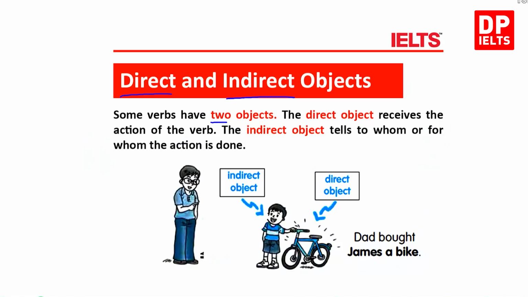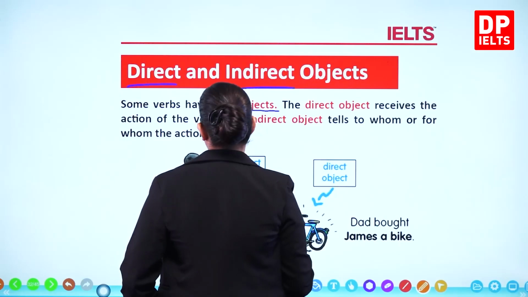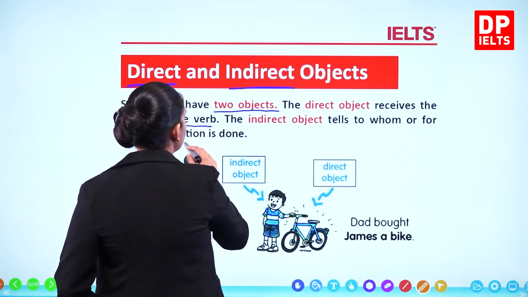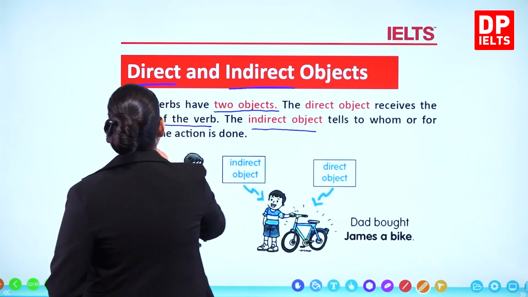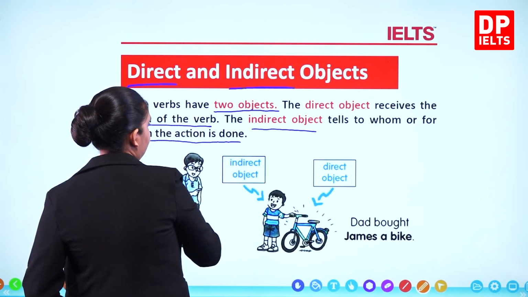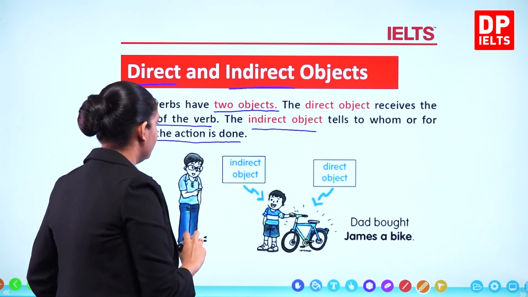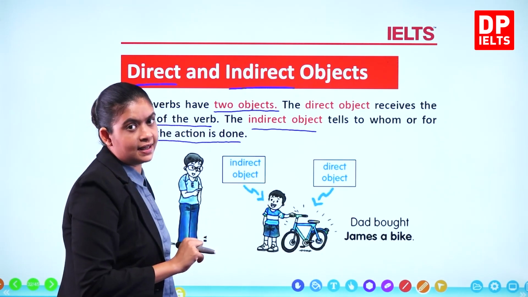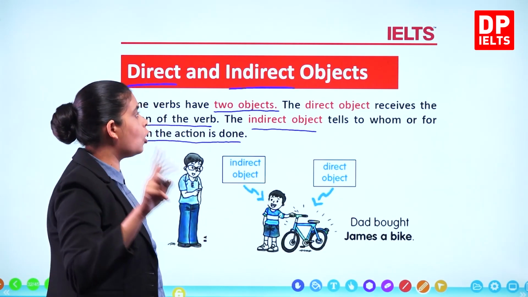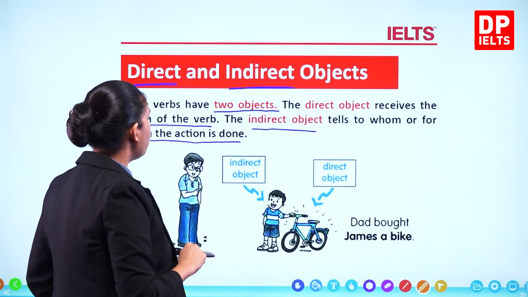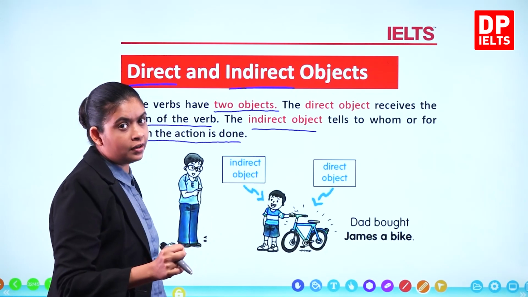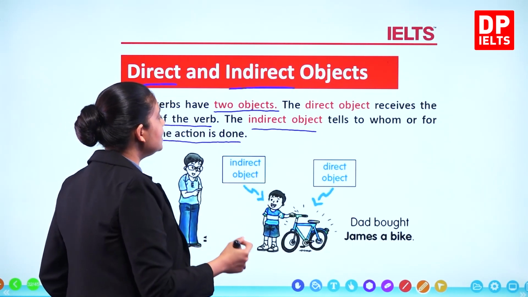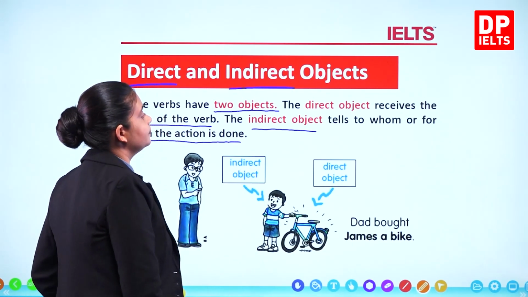Direct and indirect objects. Some verbs have two objects. The direct object receives the action of the verb. The indirect object tells to whom or from whom the action is done, right? So sometimes in a sentence you could get two objects, right? One is known as the direct object. The other one is known as the indirect object, right?